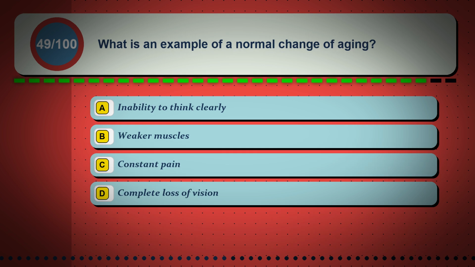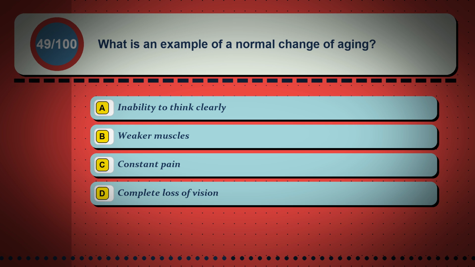Question 49. What is an example of a normal change of aging? Option A, inability to think clearly. Option B, weaker muscles. Option C, constant pain. Option D, a complete loss of vision.